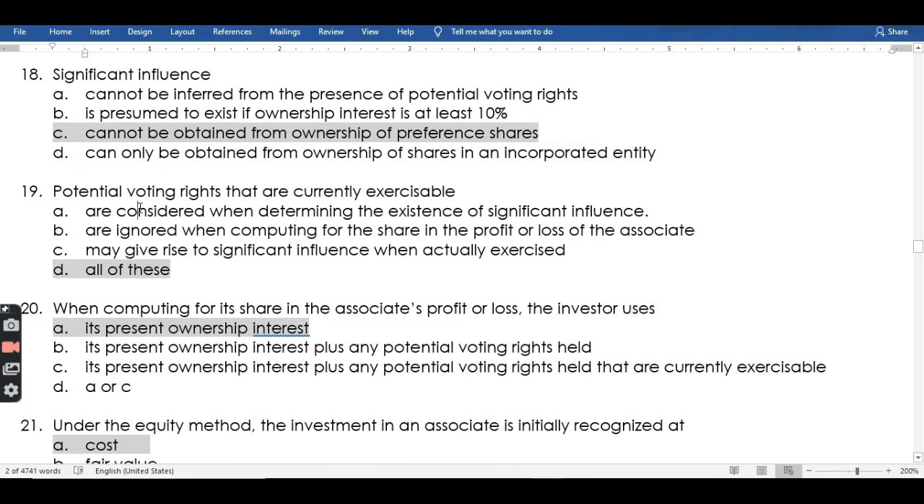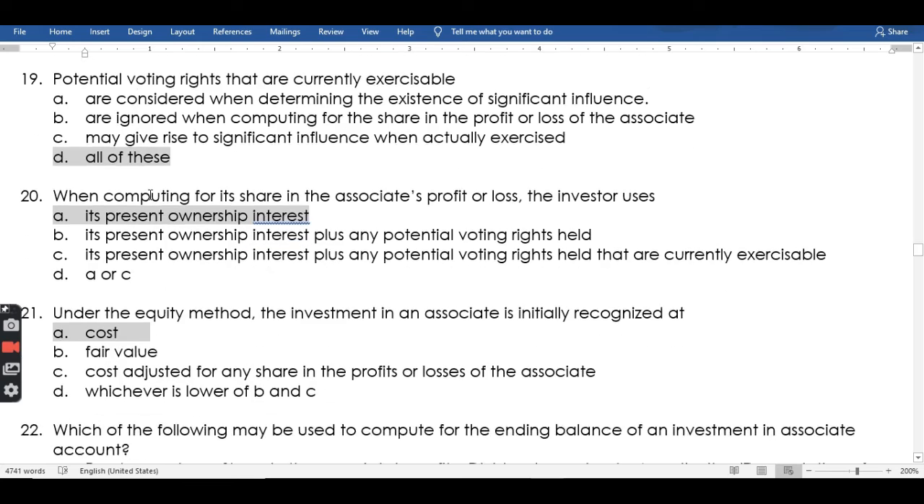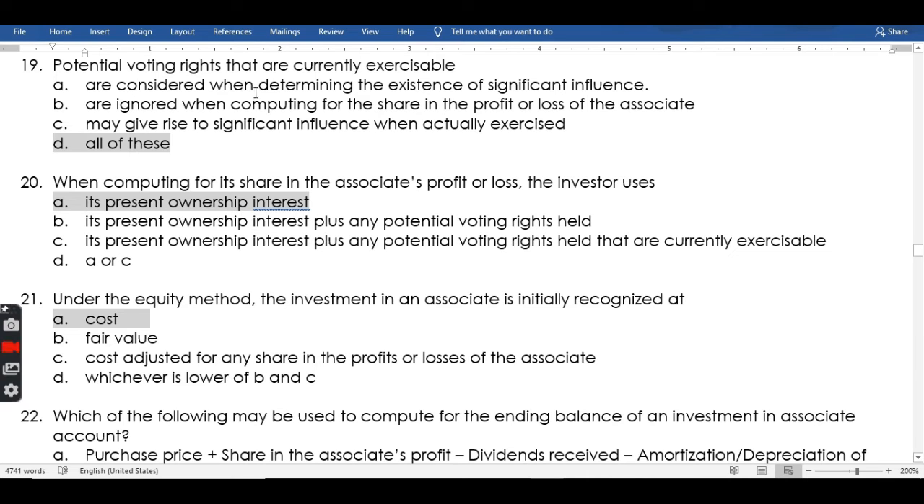So 18 is going to be letter C. 19, potential voting rights that are currently exercisable are considered when determining existence of significant influence. Yes. Are ignored when computing the share in the profit or loss of the associate. Yes. Diba sinabi natin kanina, kung ang pinag-uusapan lang ay determination kung may significant influence ka, kasama siya. Pero kung nagko-compute ka na ng profit or loss of the associate, yung existing lang ang basis mo.